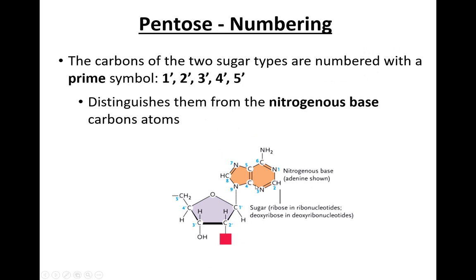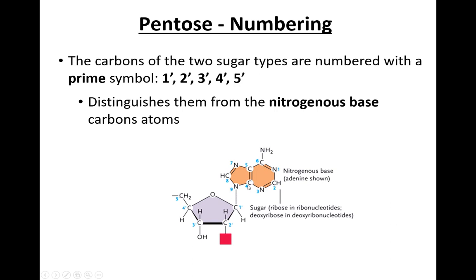Now, one thing that sometimes we overlook is the numbering and naming of the carbons in the pentose. When we look at the pentose, it's important to remember that the carbons are named as 1, so they have a number and then a prime symbol. And the reason why you need to put a prime symbol is to distinguish the carbons in the pentose from the carbons that are found in the nitrogenous base.